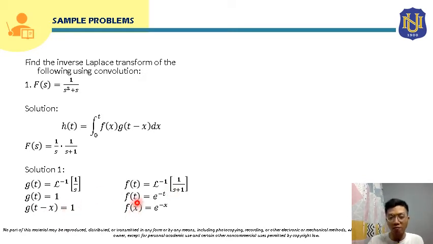Now for f of t, we will express it as f of x. So all the variables t in this function, we will replace by x. So in this case, it will become e raised to negative x.